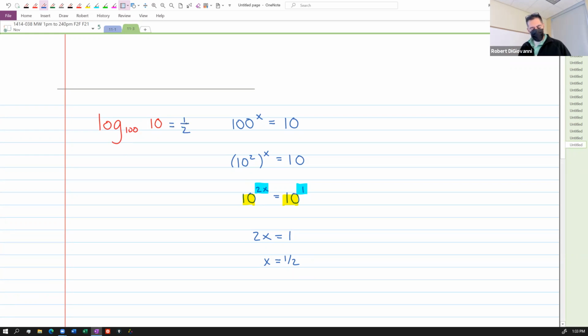Let's just check to make sure that this answer works. If I take 100, raise it to the half, do I get 10? Well, that's the same as the square root of 100. And yes, indeed, that is 10. All right. So it works.